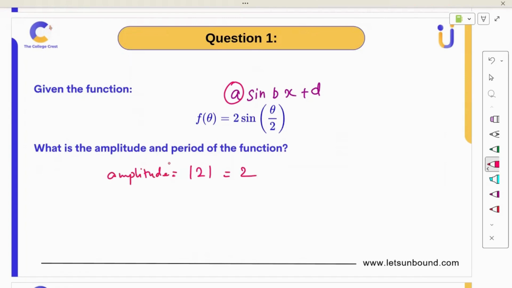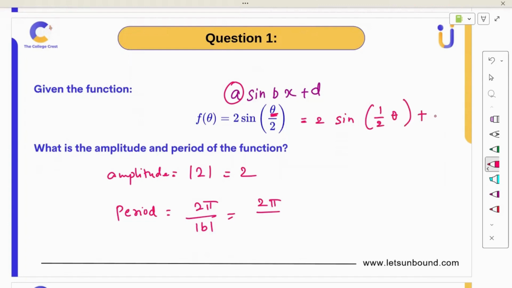Simple. And the period of the function is 2 pi divided by the absolute value of b. What is b here? This is your variable. So b is not 2, it's 1 by 2, because you can write 2 sine 1 by 2 theta plus 0. So 2 pi divided by 1 by 2 will result in 4 pi. And that's all they are asking for.